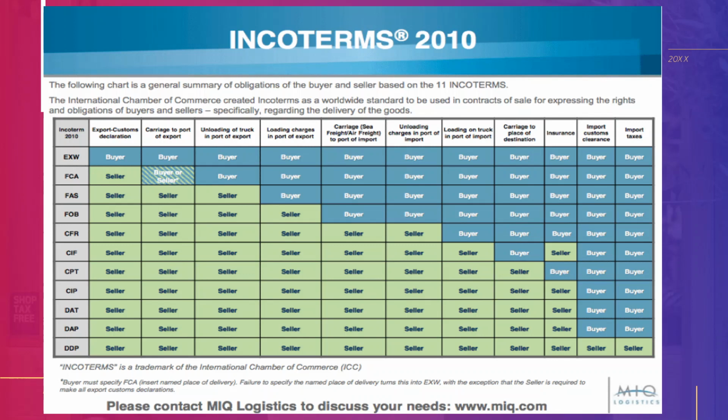And next is coming DAP. That is delivered at place. It means that the seller will bring the material with insurance until some place or location they will mention. Until that, they will bring it delivered at some particular place. We have to do the clearance and whatever tax we have to pay.